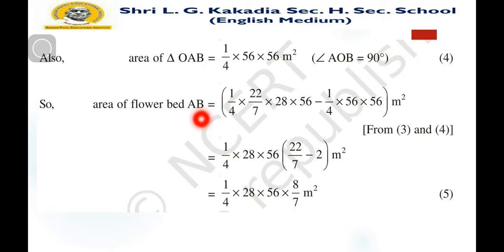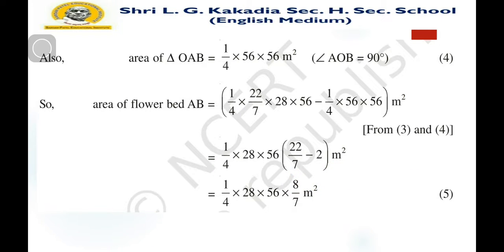of flower bed AB is equal to, what do we have to do, from the area of the sector we subtract the area of the triangle. So 1 over 4 into that is given, and here also the value is given in meter square. After taking out common terms, 1 over 4 common, 28 common, 56 common, the remaining part here is 22 by 7 minus, we subtract 28 from here, so 2 is remaining. So after that 1 over 4 into 28 into 56 into 8 by 7 meter square. It is the area of flower bed.